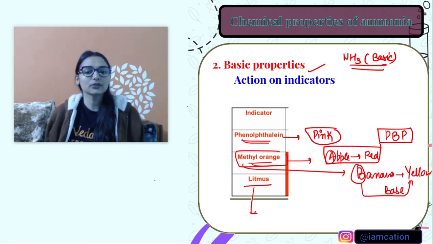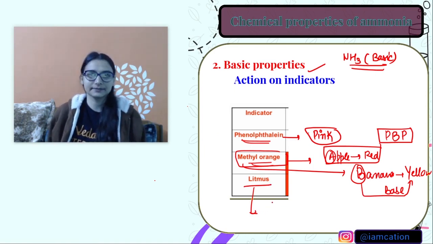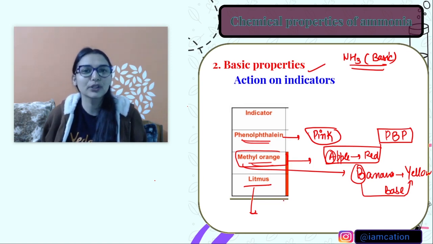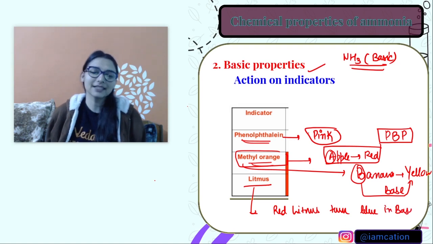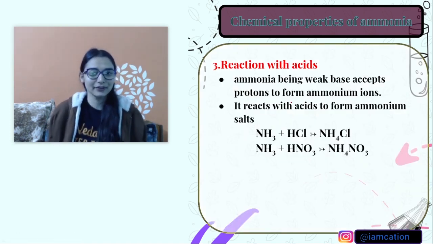And litmus, can you tell me the color of litmus? Red litmus turns blue in the bases, right? Red litmus is going to turn blue. Red litmus turns blue in the bases. So that is the color change we would be getting in the indicators.